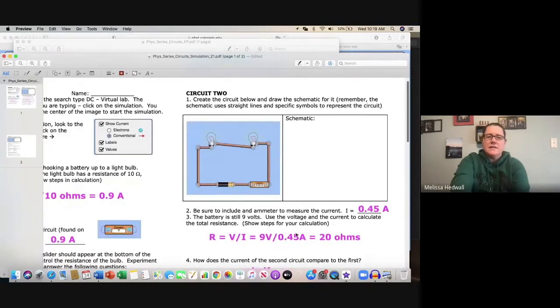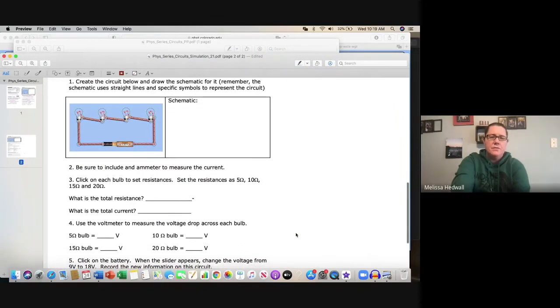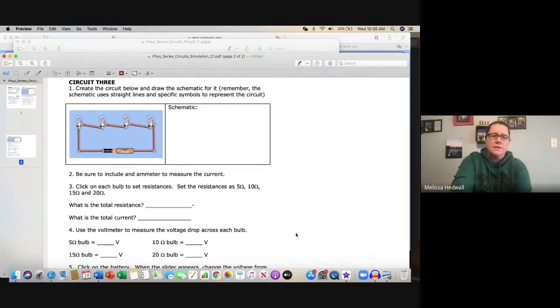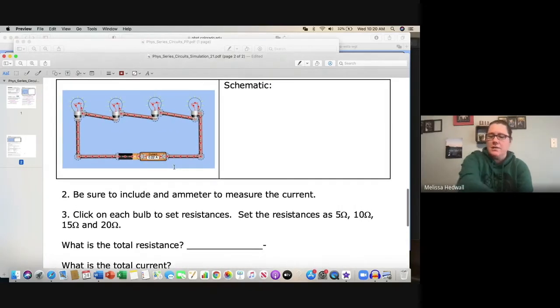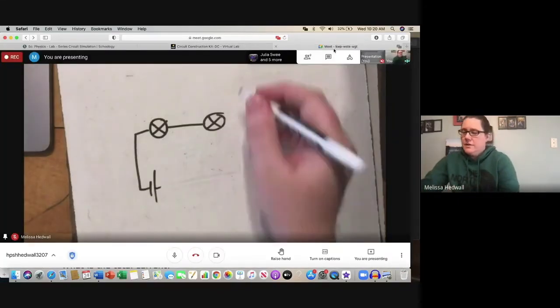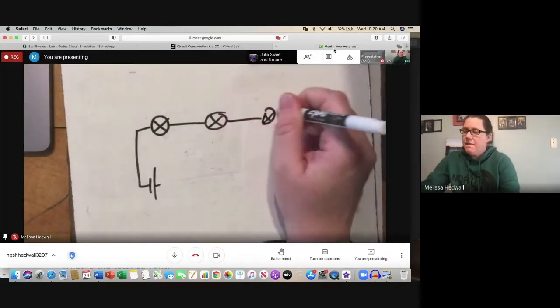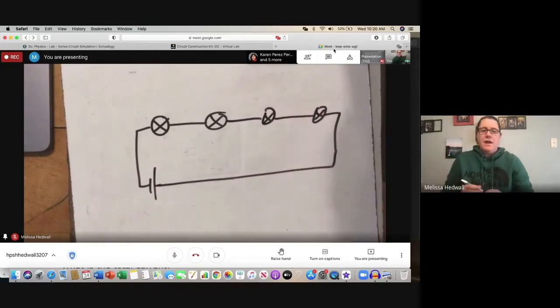I want to get the next part set up and a little bit on it, and then we'll move on to a couple of the practice problems that I want to talk through. So this time, the circuit that we're looking at has 4 bulbs in it, and so when we draw that schematic, remember the schematic is the kind of quick visual of what we're doing. So this one has 4 bulbs. And so it looks like that. So that's all we have for that schematic.